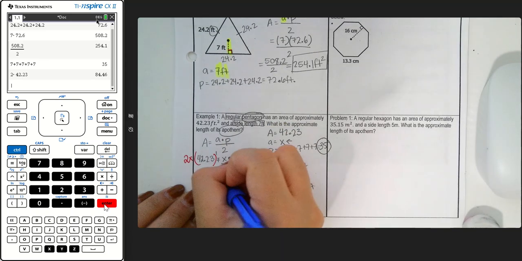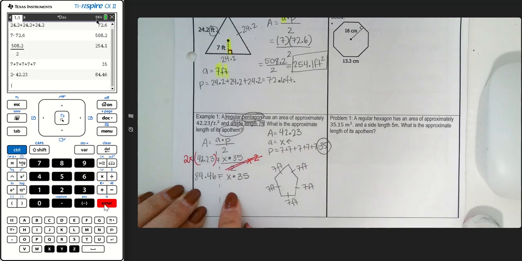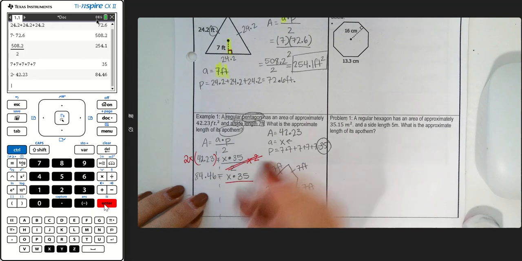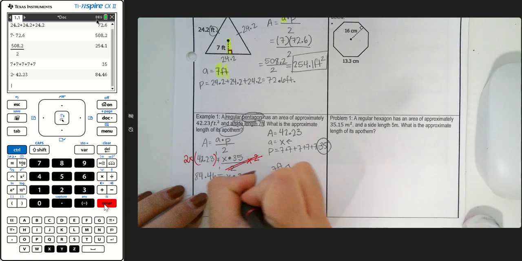And I'm left with x times 35. So we need to leave x by itself, the apothem. So we have to do the inverse. What's the inverse of multiplication? It's division. And what do we need to get rid of? The 35. So since we're multiplying by 35, the opposite is to divide by 35.